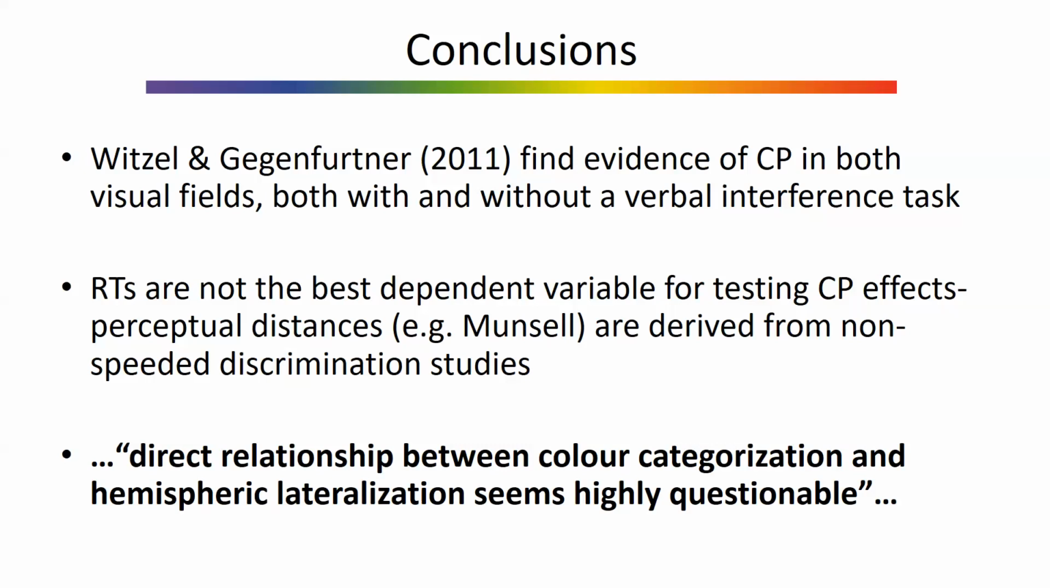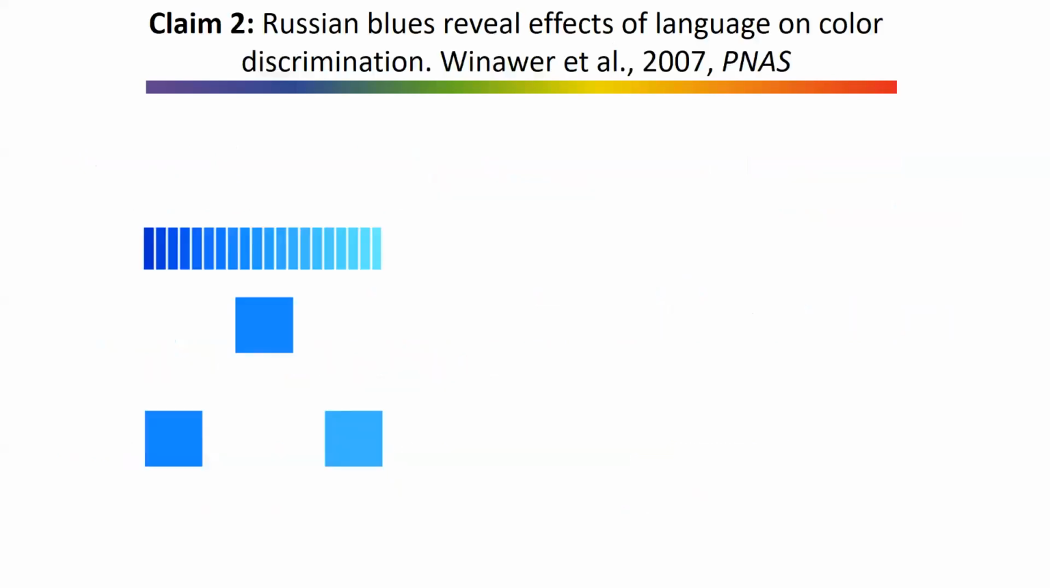improbable and questionable. Okay, you might say, well, but there is that other influential study by Winawer and colleagues, which showed that in the Russian participants, there is a reaction time advantage for dark and light blues, because they have the labels sinij and goluboj. So let's go over the methods of this study.